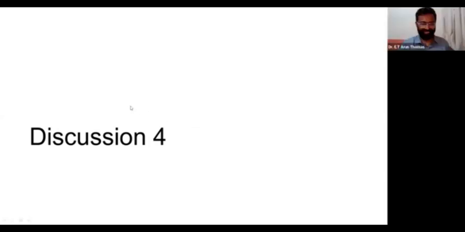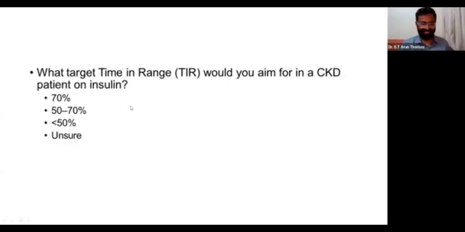Thank you. Can we just show the next poll, though I don't think this one needs to be discussed because it's already discussed. What target time in range would you aim for in a CKD patient on insulin? Ideally it should be 70% for normal individuals, but as already discussed, we can be less stringent, and even less than 50% is good. The only thing we want is to prevent hypoglycemia. Time below range is the most important thing for advanced CKD, and for early CKD we can keep 50 to 70%. So we can skip this poll and move to the next discussion. Thank you.